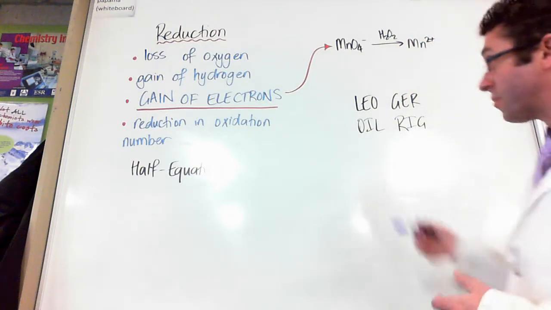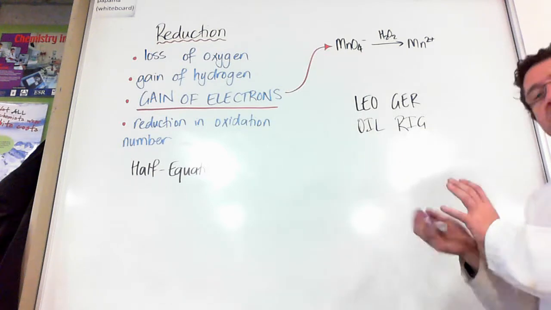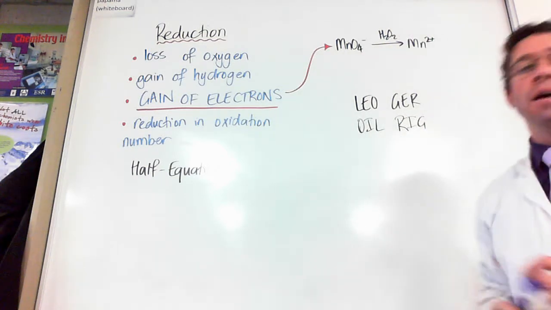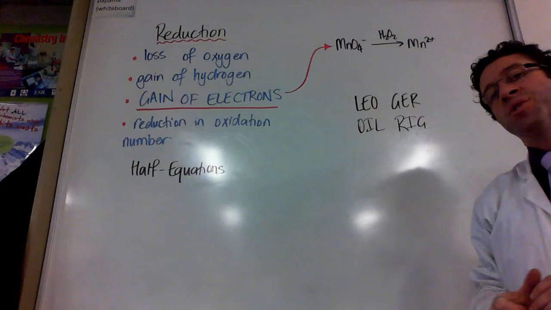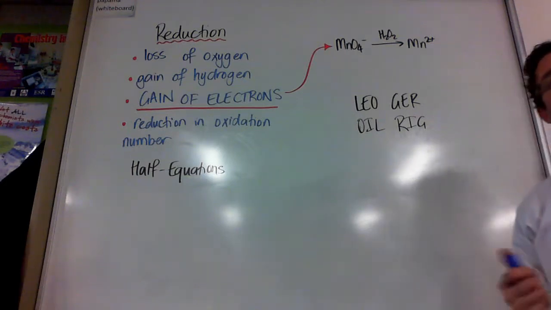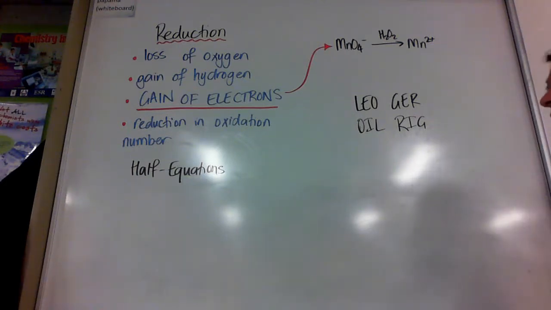So I'm going to use that as my example to show this is quite a special chemical, because hydrogen peroxide can be reduced as well. So I'm going to use those two to show you how to write a half equation. Right, so here we go.